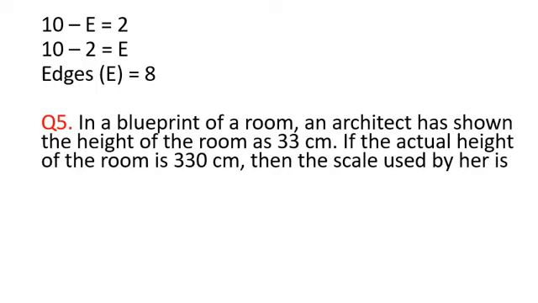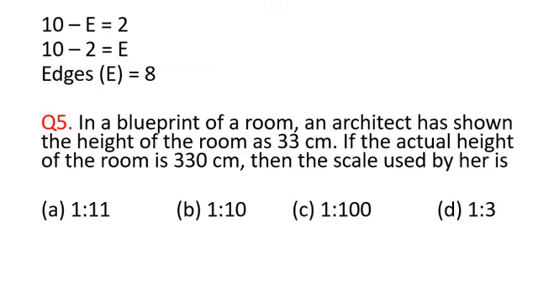Coming to the next question, number 5. In a blueprint of a room, an architect has shown the height of the room as 33 centimeter. If the actual height of the room is 330 centimeter, then the scale used by her is, options are A is 1:11, B is 1:10, C is 1:100 and D is 1:3.